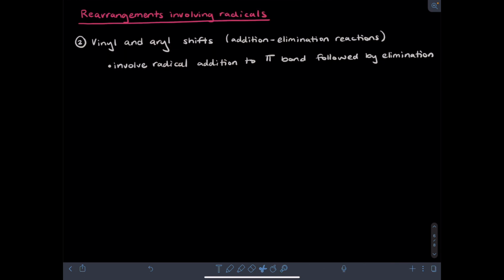Another type of rearrangement involving radicals are shifts of vinyl or aryl groups. These shifts are going to involve intramolecular radical addition to a pi bond, followed by an elimination reaction to regenerate a radical. What's experimentally observed is that if you have a radical separated from an alkene by one CH2 group, this radical is undergoing rearrangements that change the positions of this carbon and that of the CH2 group, similar to what we saw for the carbanion earlier in this video.